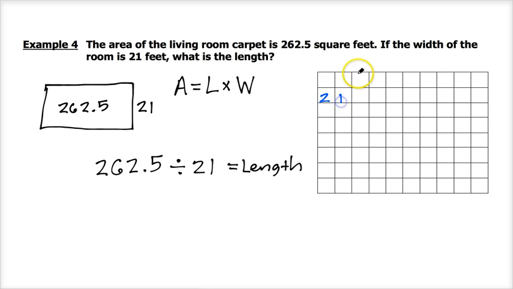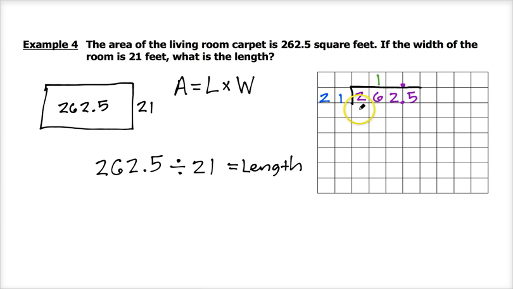So 21 is going to go on the outside of our long division house. And then the dividend will be the area, 262.5. There's a decimal in my dividend, so I'm going to bring that decimal up and line it up in my quotient. 21 is a two-digit number, and I can take 21 into the two-digit number 26 one whole time.